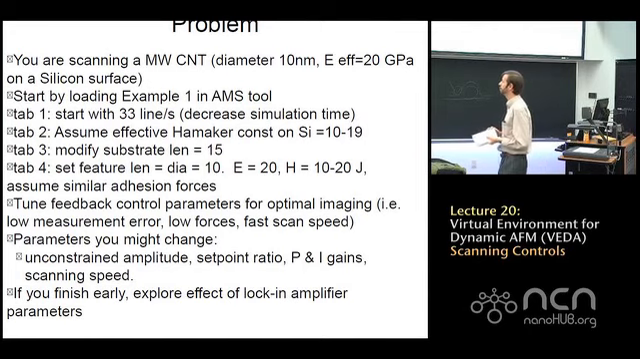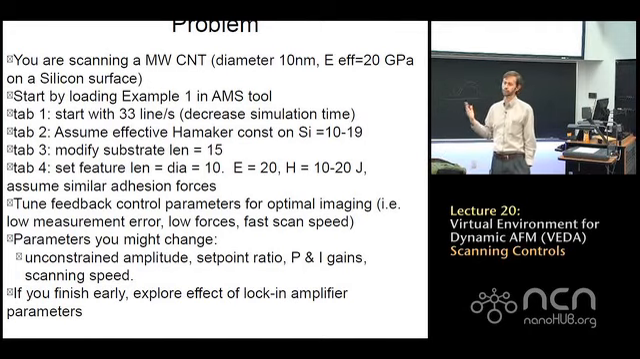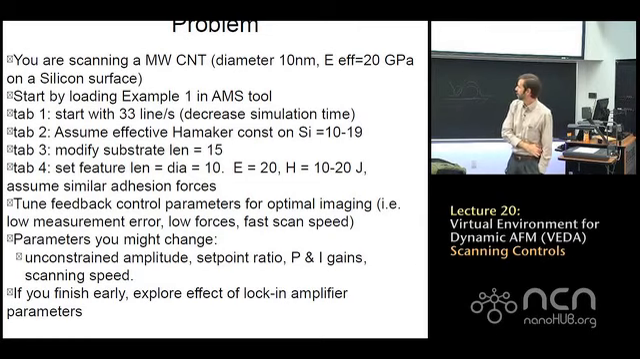Oh, there's a bunch of things you can change in here, right? So unconstrained amplitude and set point ratio. What you might really want to do for that is go back to dynamic approach curves. Run a bunch of dynamic approach curves with different unconstrained amplitudes and explore those effects to figure out what's the right set point ratio. Then you've got your set point and unconstrained amplitude. Then you have to mess with proportional integral gains and scanning speed and lock-in amplifiers. I mean, this could easily be all day solving this problem if you wanted to go all the way into it.